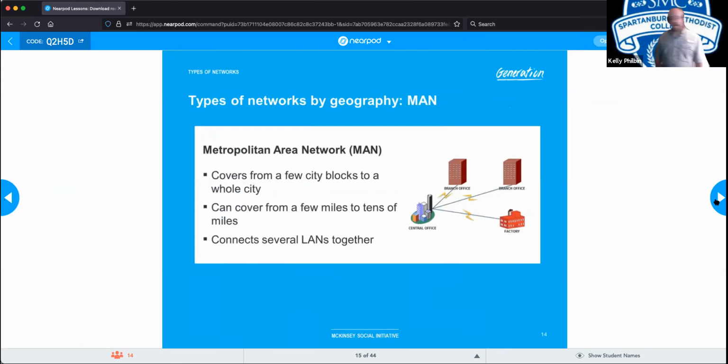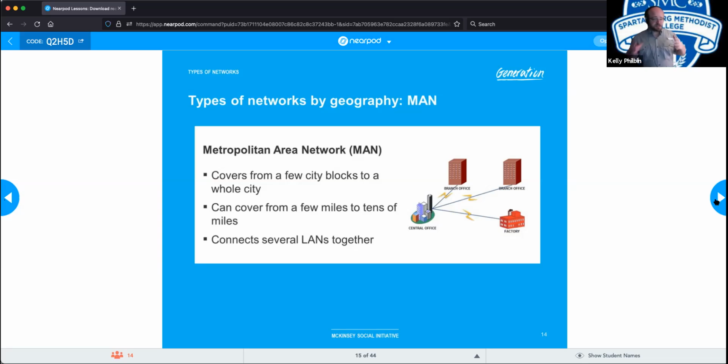Now we get to the MAN, or the Metropolitan Area Network. It can cover a few city blocks to a whole city, a few miles up to about tens of miles, and connect several LANs together. It's also used for universities and places like that, where you're connecting multiple buildings together, like large campuses. Although in Network Plus they segment that down a little more, where they call that a CAN, or campus area network. But for the purposes of this, think of a MAN as a metro area, up to the size of a city.